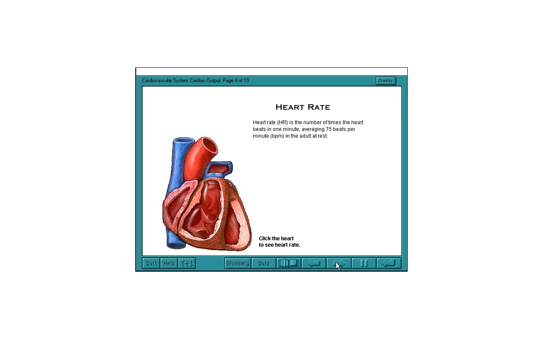Heart rate refers to the number of times the heart beats in 1 minute, averaging 75 beats per minute for an adult at rest. To see an animation of heart rate, click the heart illustration. Stroke volume refers to the amount of blood pumped by each ventricle with each heartbeat, averaging 70 milliliters per beat for an adult at rest.